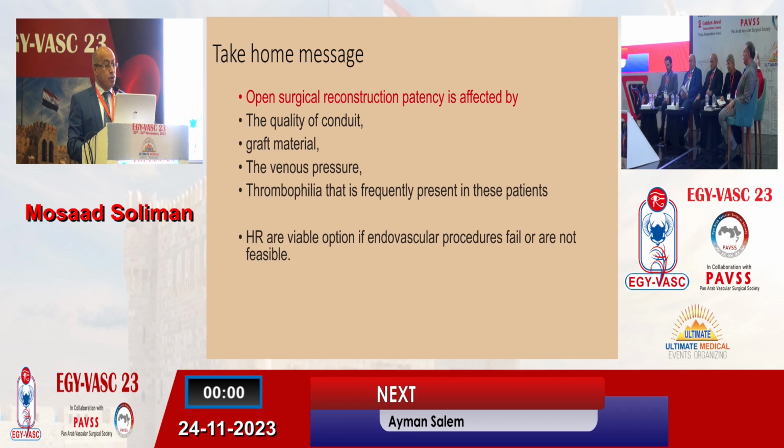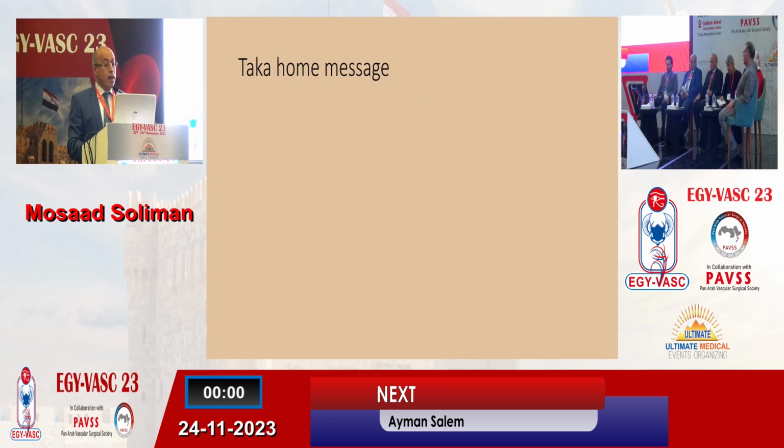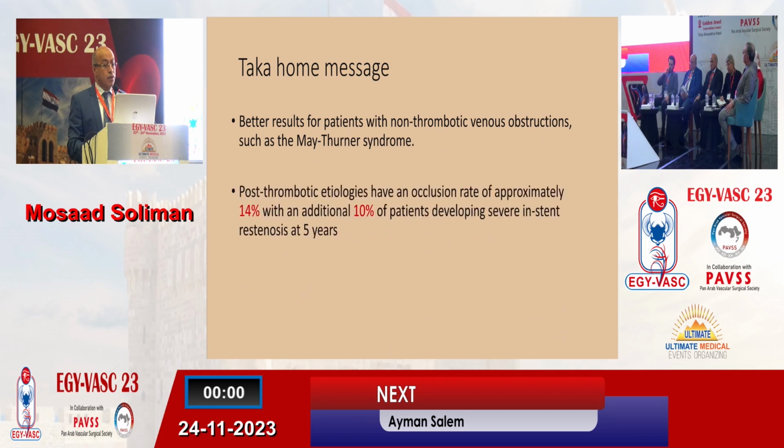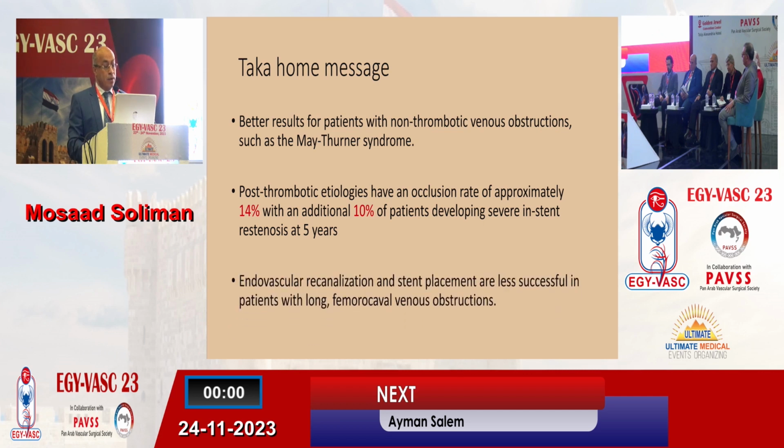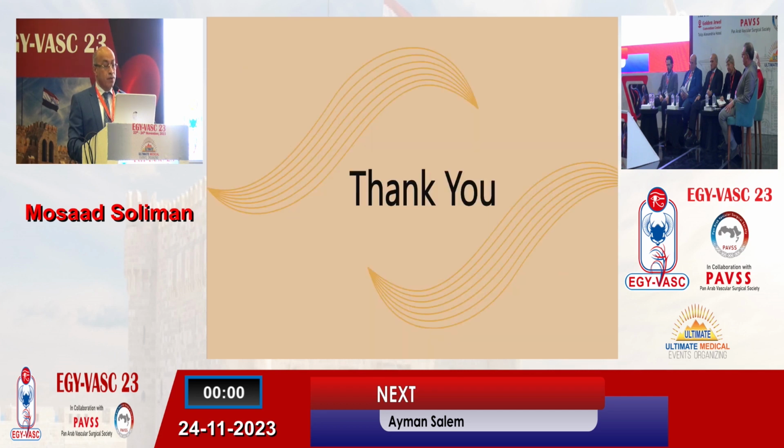The endovascular procedures are a viable alternative when we fail to do endophlebectomy, and the Palma procedure gives an excellent outcome with good symptomatic relief. In cases of May-Turner syndrome with a mechanical occlusion, the outcome is great because it is non-thrombotic. On the other hand, in the thrombotic cases, we have an incidence of 14% occlusion and 10% in-stent stenosis. And lastly, poor outcome can be expected in the presence of a long femorocaval venous obstruction. Thank you.